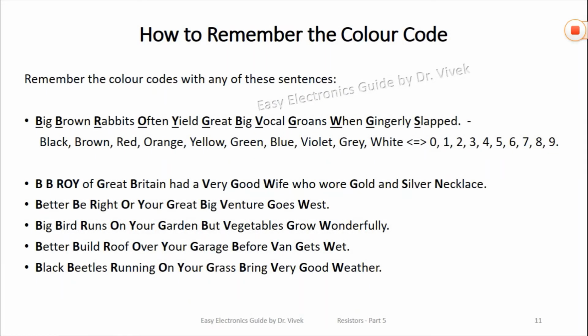You can easily memorize the color coding with the help of any of these sentences. Here the first letter of each word denotes the color. In these sentences, the colors are arranged in the ascending order of their respective code numbers from 0 to 9.